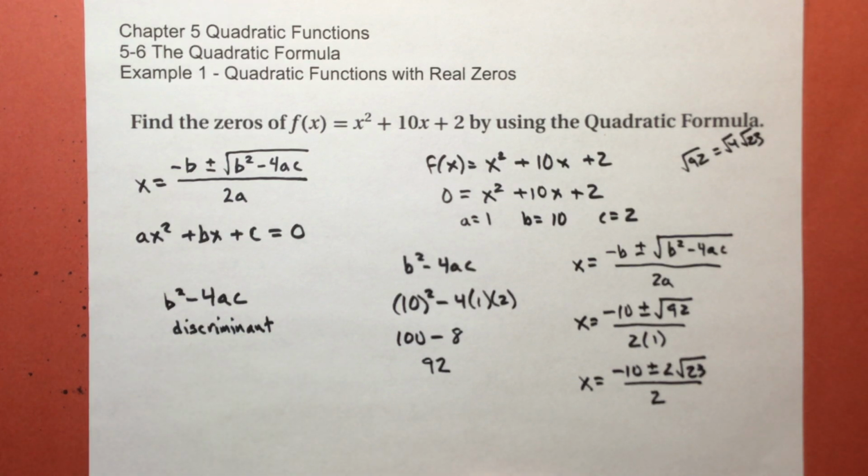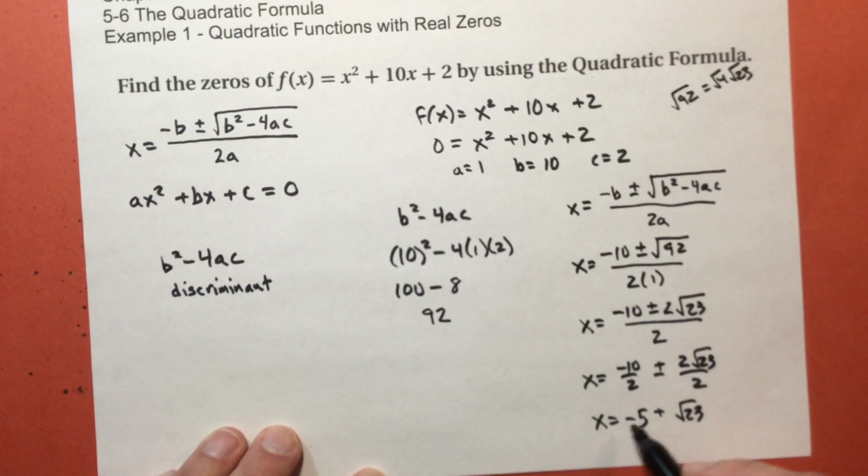And the last thing I need to do, I'll write it out, but usually I don't write it out as a step. This is the same as negative 10 divided by 2 plus or minus 2 times the square root of 23 divided by 2. So basically I'm going to take the negative 10 divided by 2 and the 2 divided by 2, and everything's going to simplify. So I get x equals negative 5 plus square root of 23. That's one of my answers. Move that so you can see it. And negative 5 subtract the square root of 23.